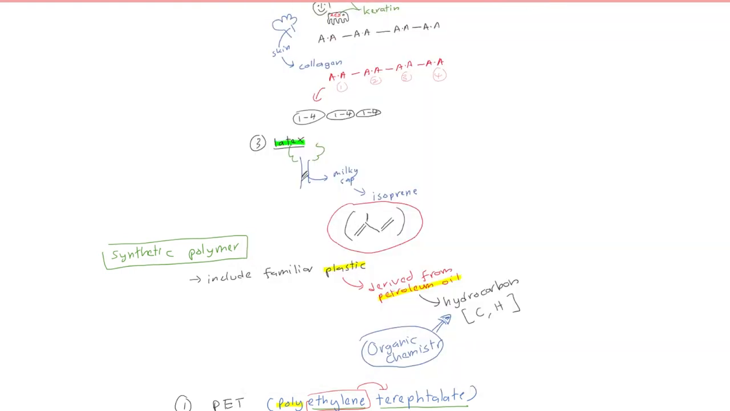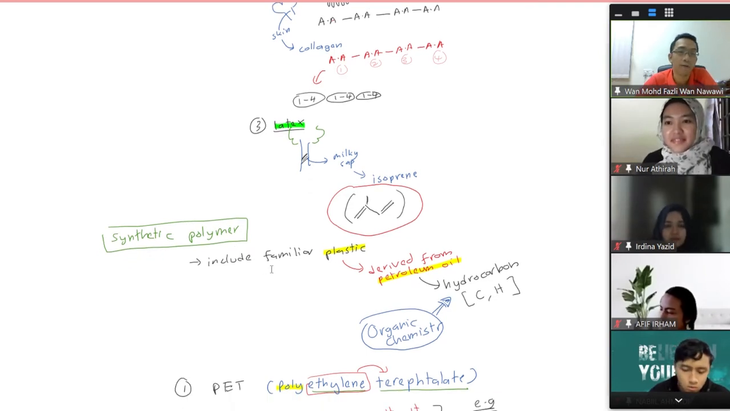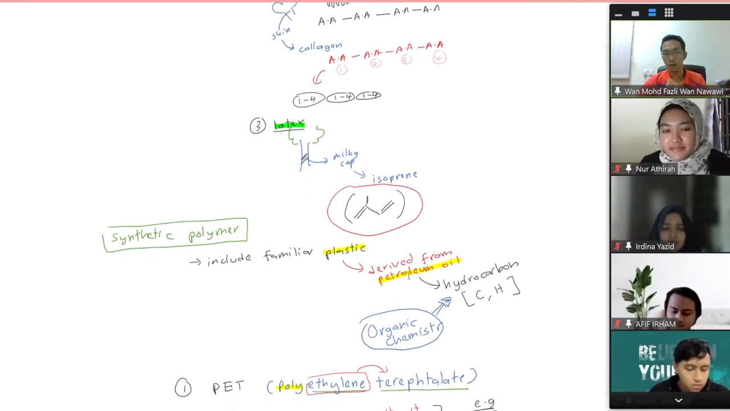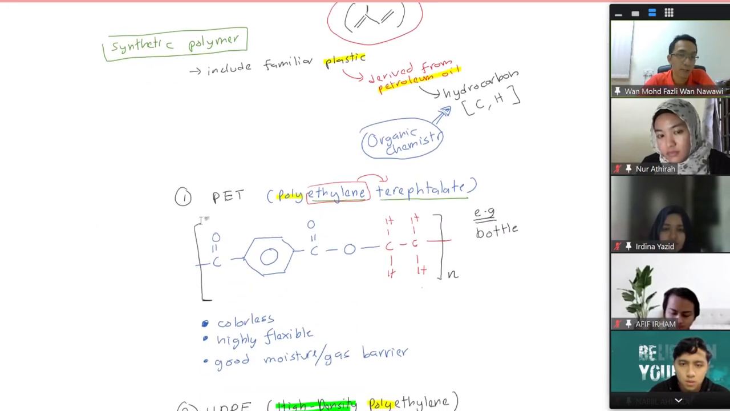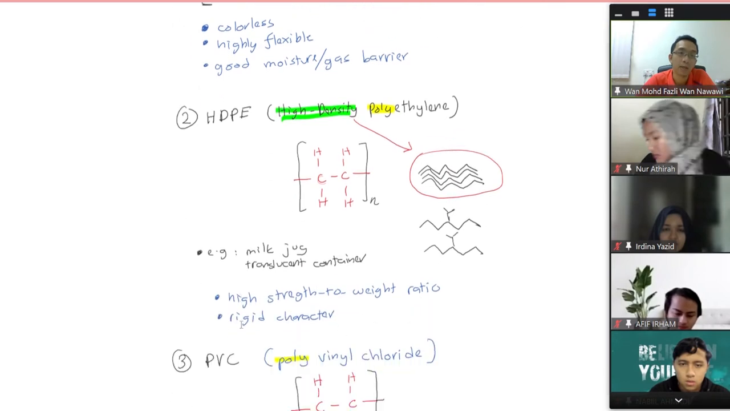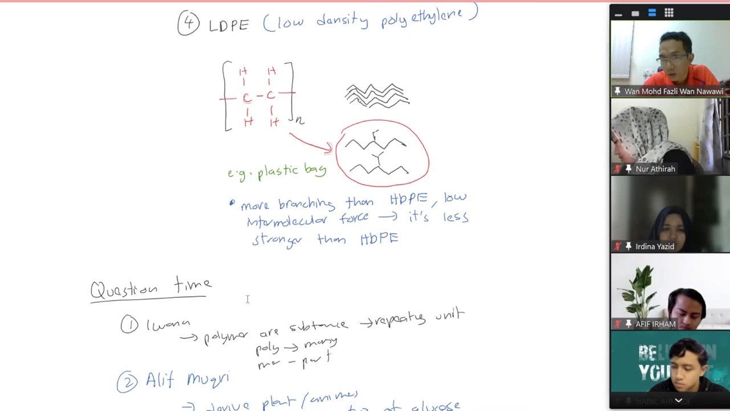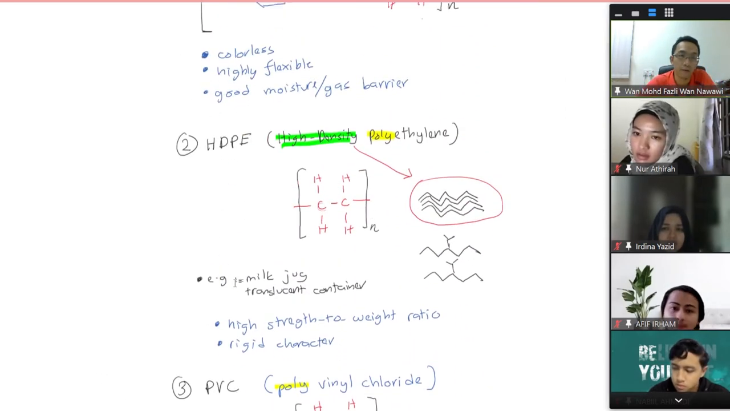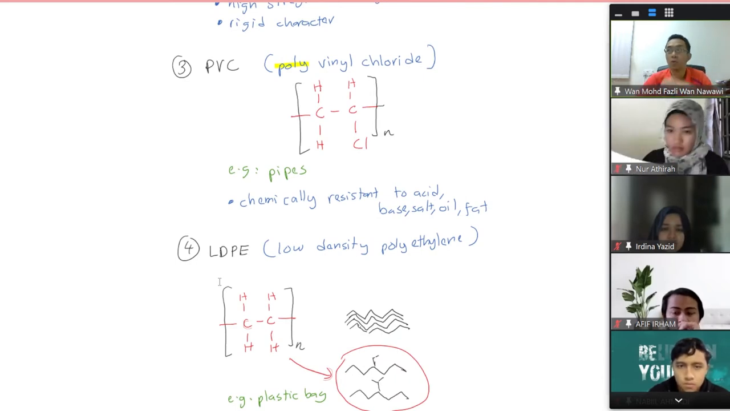Okay, so let's continue again. The synthetic polymer includes the familiar plastic, for example, the ones derived from petroleum oil. And we learned four things previously: PET, HDPE, PVC, and LDPE. Okay, and then we stopped there. So today we will continue from 1, 2, 3, 4 until 7. And then we go into the polymer mechanical properties and also the chemical properties of the polymer and so on.